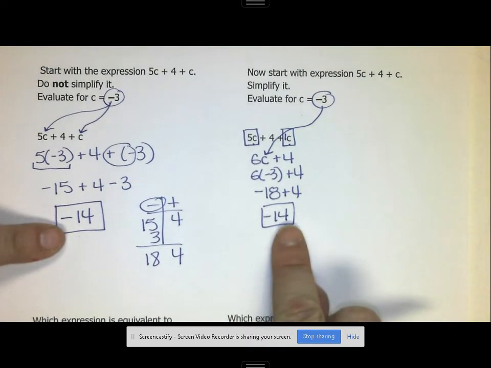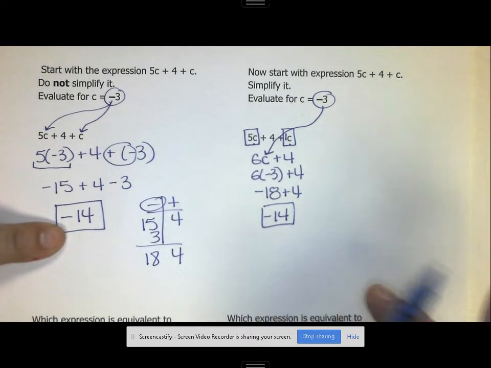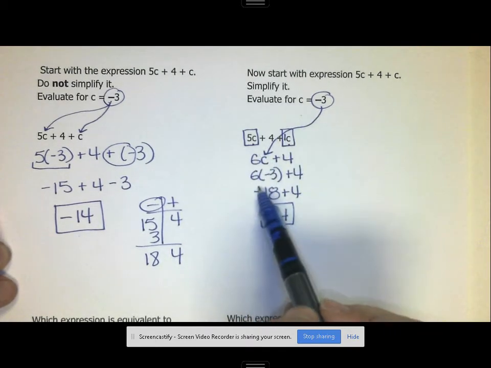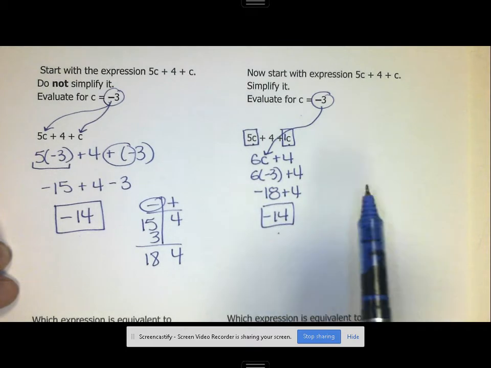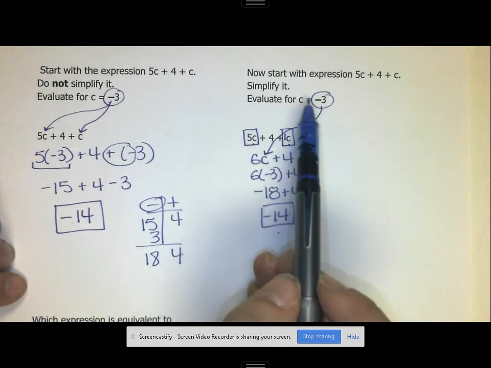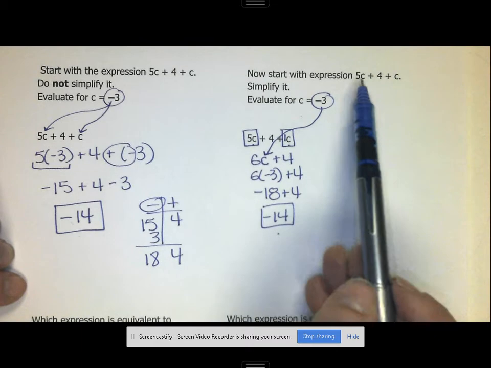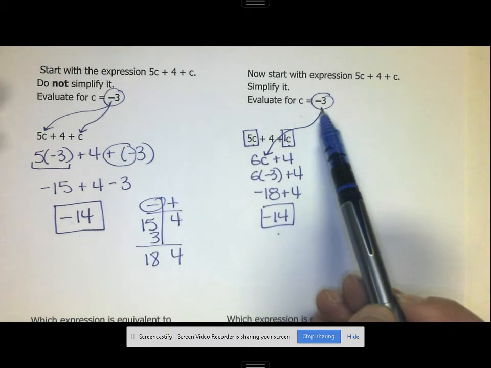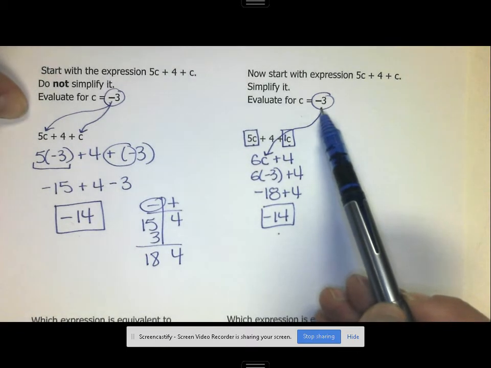But what this example is trying to tell you is that if you simplify your expression first, you're going to have less work to do when you evaluate it, but you'll still get the same answer. So a good thing to do is when you look at an expression, see if you can combine any like terms before you plug in your value for your variable.